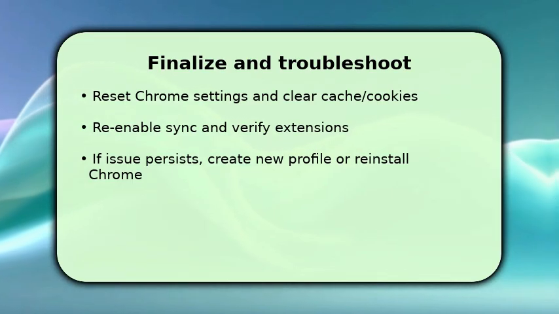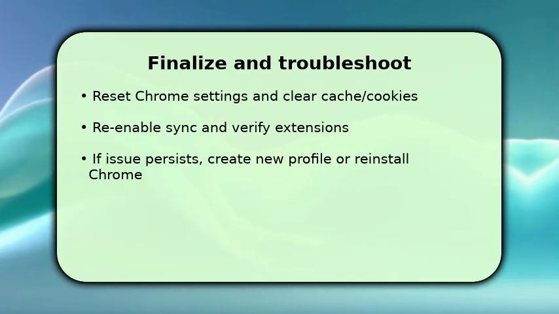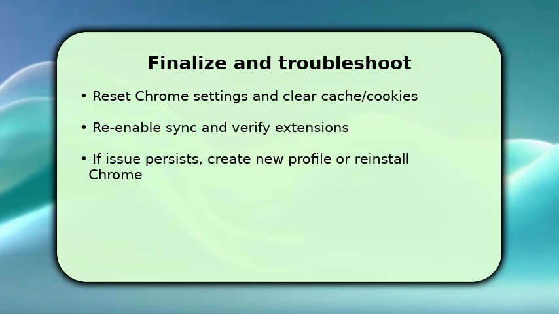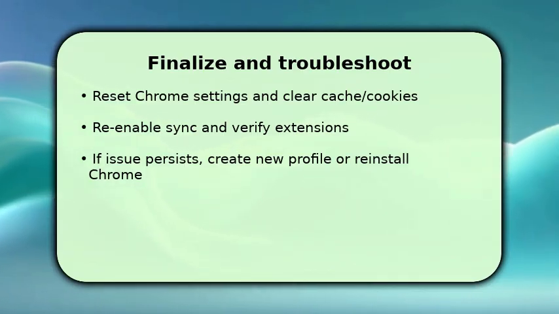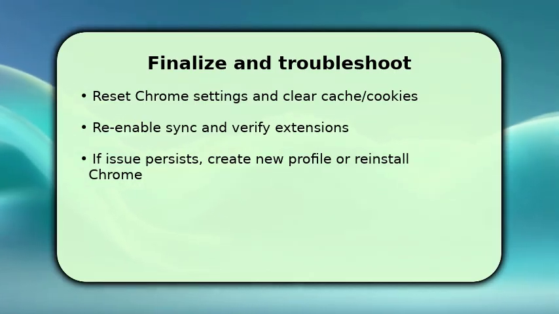updater. Then reopen Chrome, re-enable sync, and inspect extensions. Remove any unfamiliar ones. If the cleaner update returns, create a fresh Chrome profile and migrate bookmarks only, or uninstall Chrome and reinstall after deleting remaining user data.